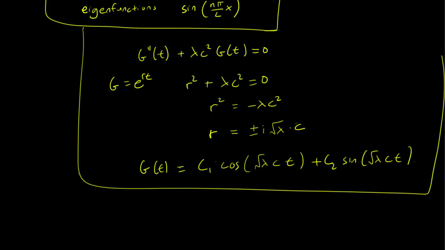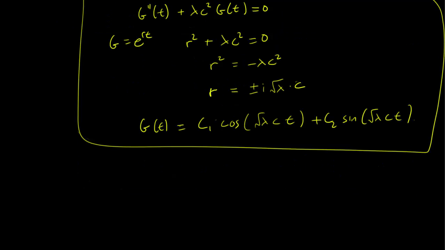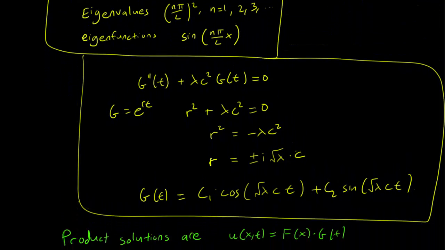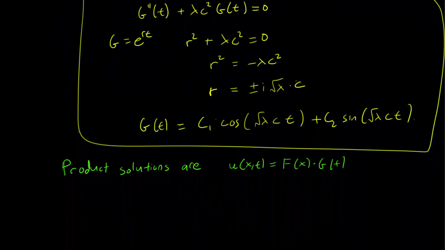And this solves our other equation. Then we know that product solutions are of the form f(x) times g(t), and f(x) is just sine, and g(t) is both cosine and sine, square root of lambda times c t. So we can write down our product solutions as, let me write it down this way.